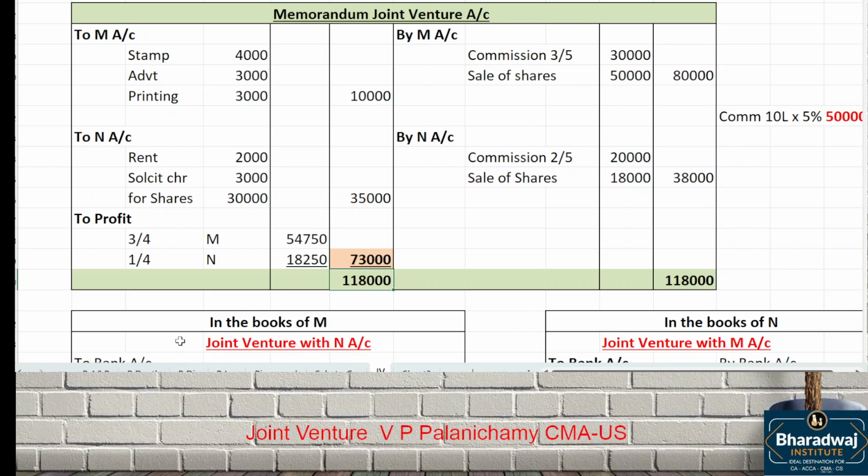After this, as usual, you prepare in the books of M and in the books of N. The one rule that you must remember, let it be separate books, same books or this memorandum: debit all expenses and losses, and credit all incomes received. Commission received, sale of shares received, recorded. Suppose if unsold shares are taken over, you would take them as M account, N account like that. Share the profit.